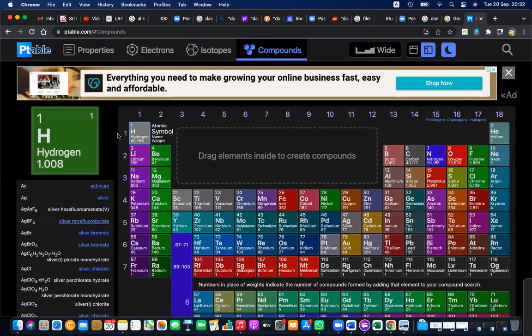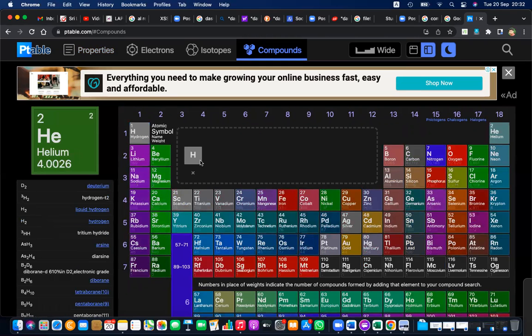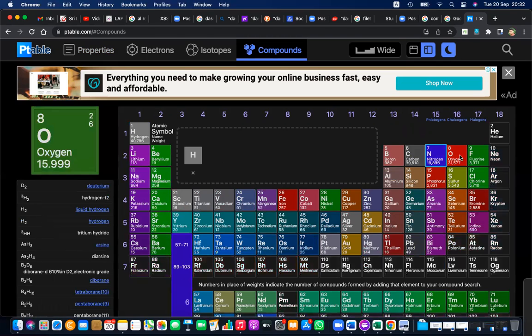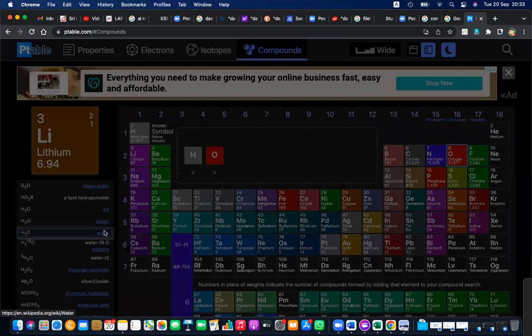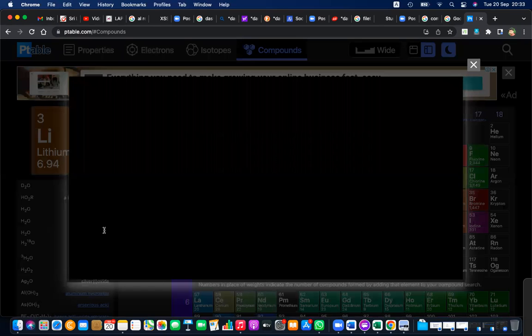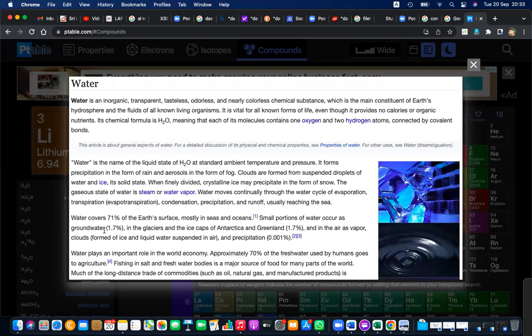If you put hydrogen and oxygen together, it will form H2O, D2O, H2O18, and H2O2, hydrogen peroxide. So likewise, there are H2O ice, H2O steam, H2O water. Right, you can just study on that H2O water, and this is how water looks like, and more details about water.